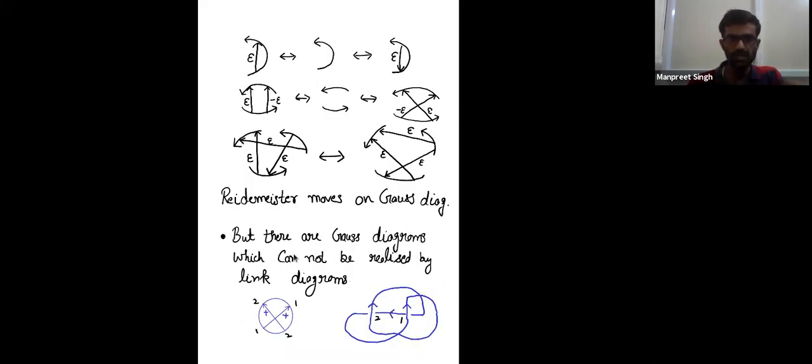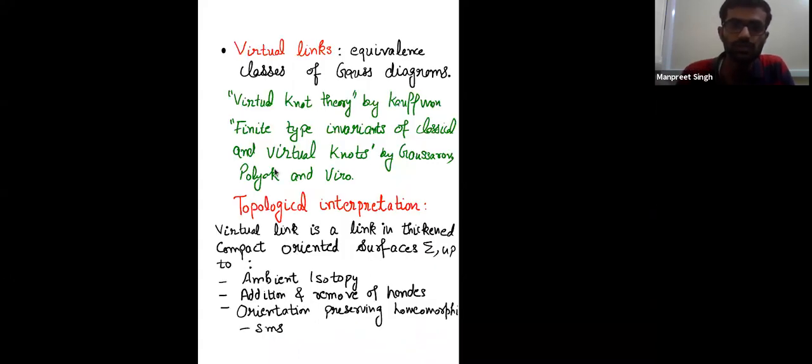There are some gauss diagrams which cannot be realized by a link diagram. Here is an example. We have an oriented circle, and we have two arrows with the same sign. Then we try to draw a link diagram. Basically we first draw two crossings, then we try to join them. We note that if we want to join them, we have to pass through some points which are not actually crossings. So this is an example where we cannot draw a link diagram from the gauss diagram.